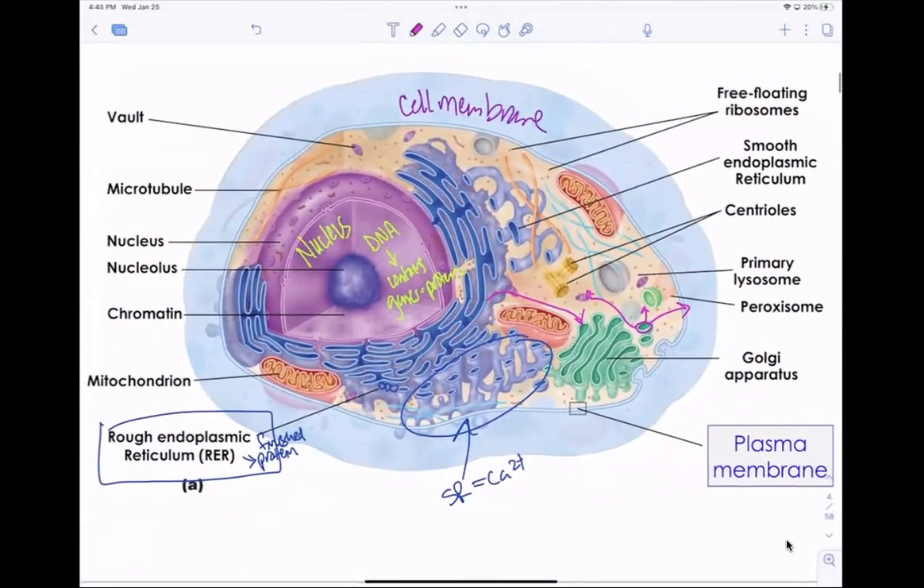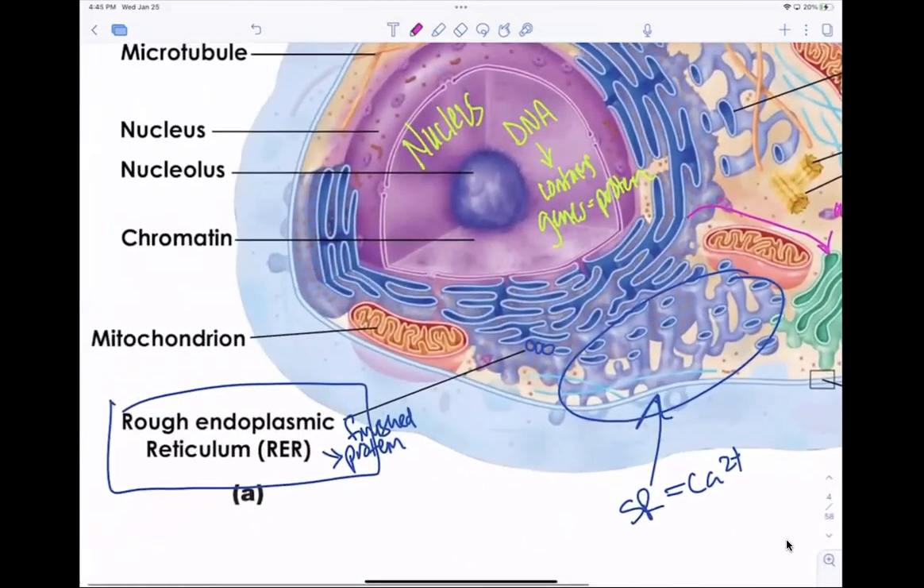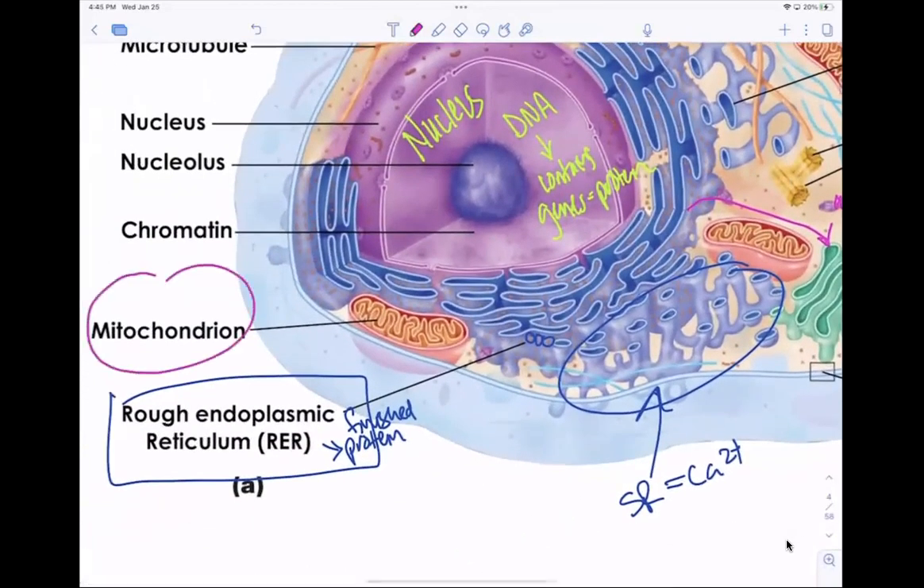And then the last thing really important here is the mitochondria. So this is showing you the mitochondria here. We call it the powerhouse of the cell, because this is where cellular energy is being formed efficiently.